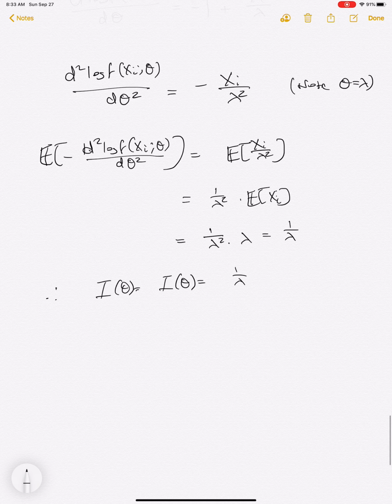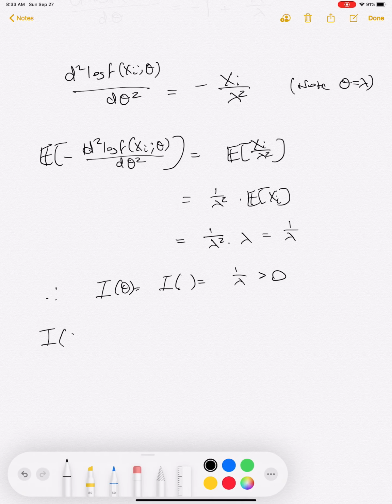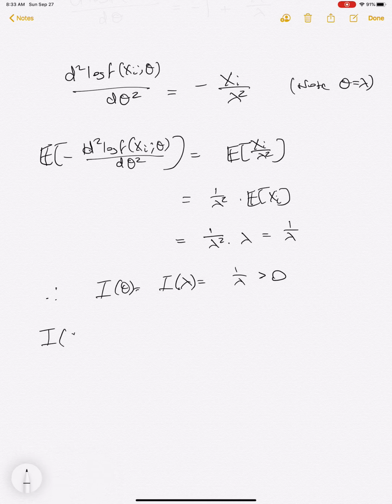And note that this is bigger than 0, and in general we'll find that I of theta is always greater than 0. So if you do your calculation and you get something negative, you know you've done something wrong with the information, and we'll see that later because this is going to be related to the variance for the maximum likelihood estimate.